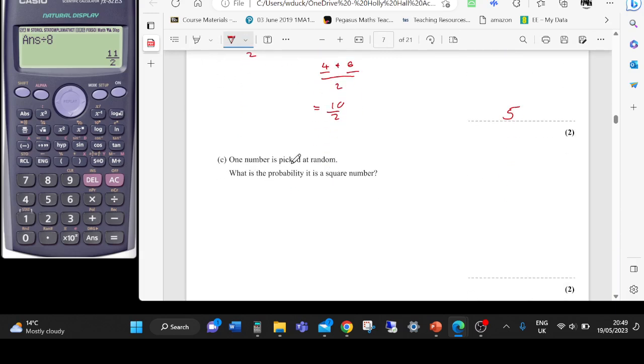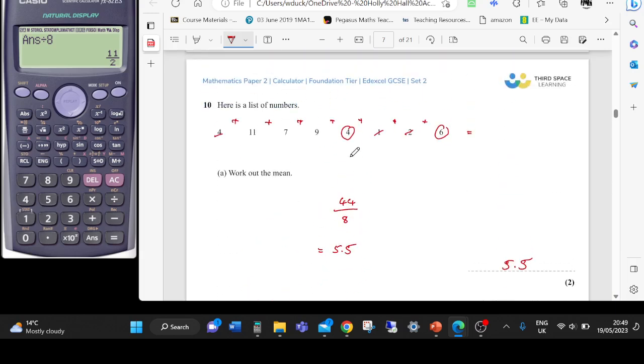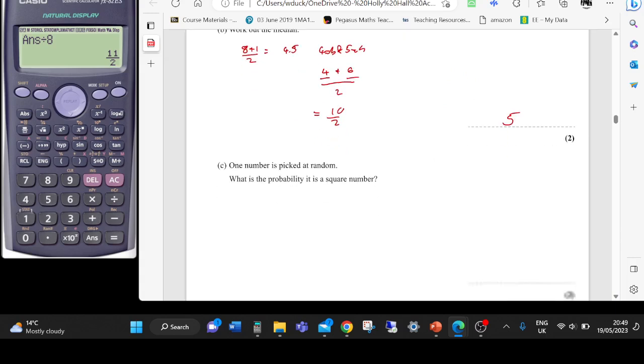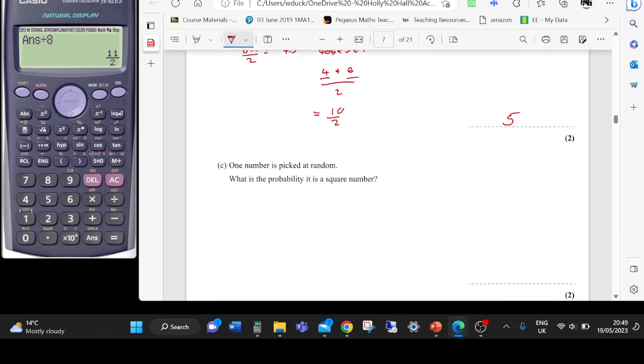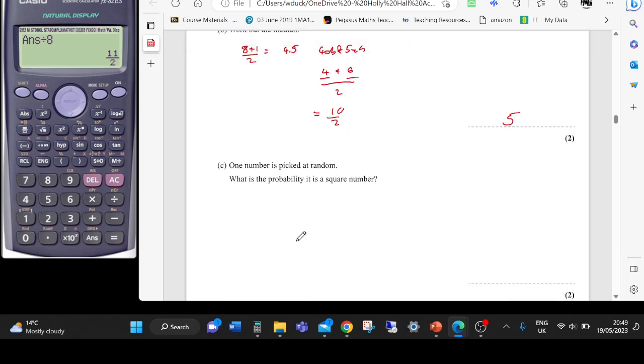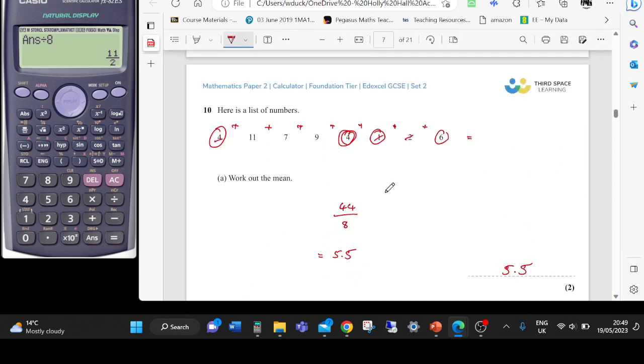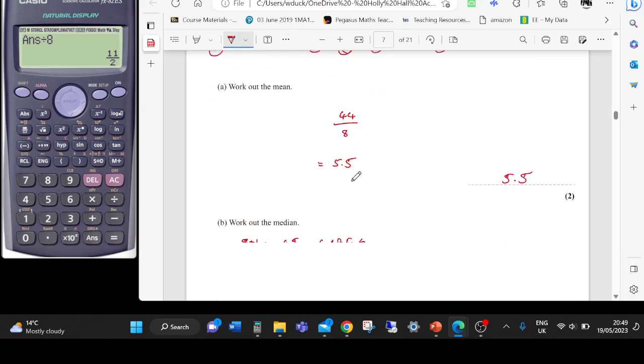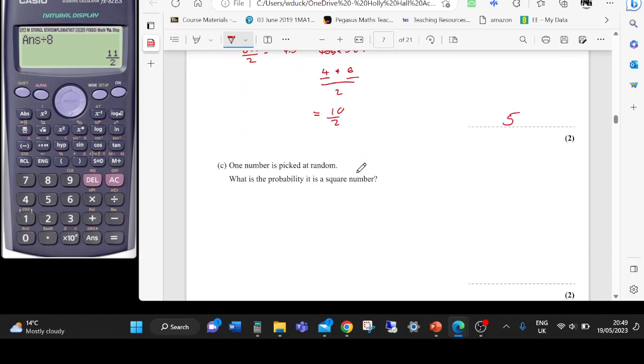C, one number is picked at random. What is the probability that it is a square number? So we've got, that's a square number, that's a square number, that's a square number. So we've got 3 square numbers, so it's just going to be 3 out of 8. I missed a square number, 4 out of 8. Which is going to be the same as a half.